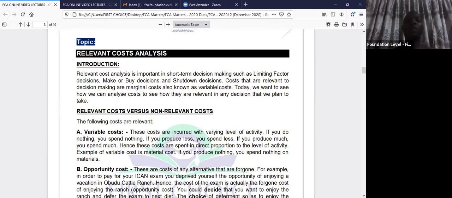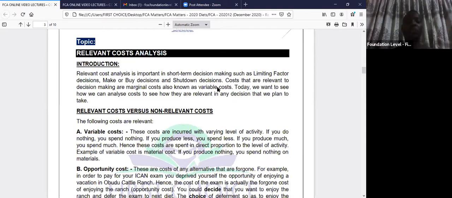So today we're going to be looking at what are relevant costs. How can you identify which kind of costs are relevant? How will you know the relevant cost of material? And how will you know the relevant cost of labor? We're going to be looking at how we can price a contract given relevant costs.